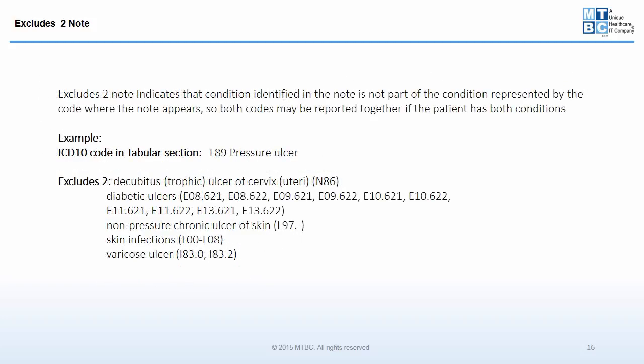Excludes 2 note indicates that the condition identified in the note is not part of the condition represented by the code where the note appears. So both codes may be reported together if the patient has both conditions. You're welcome.